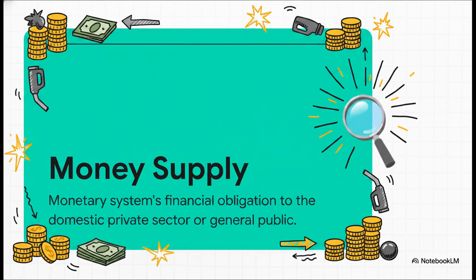Moving right along to Section 2, the money supply, which is the fuel of our system. So what exactly is the money supply? Well, it's technically defined as the monetary system's financial obligation to the domestic private sector, which I know sounds complicated, but it's really just a fancy textbook way of saying the general public. I want you to think of the money supply as the ammunition, the actual fuel moving through the system. It's the total amount of purchasing power that's out there, just waiting to be deployed into the economy at any given moment.